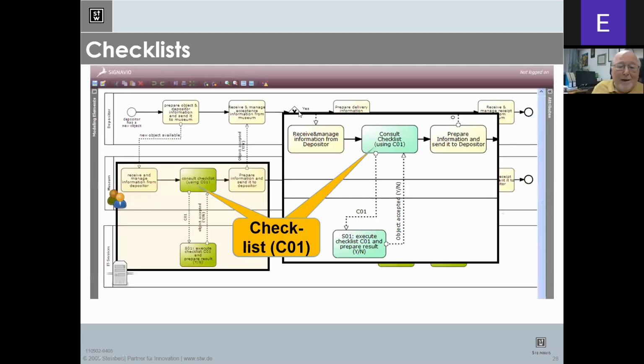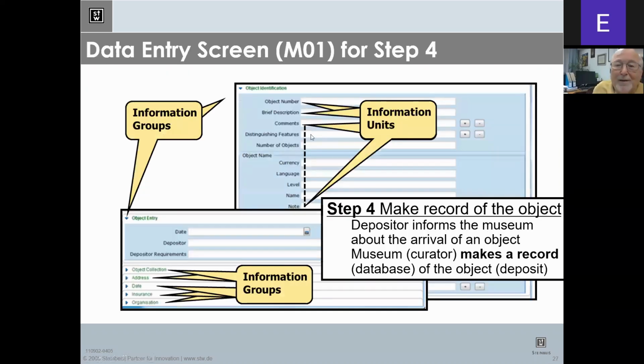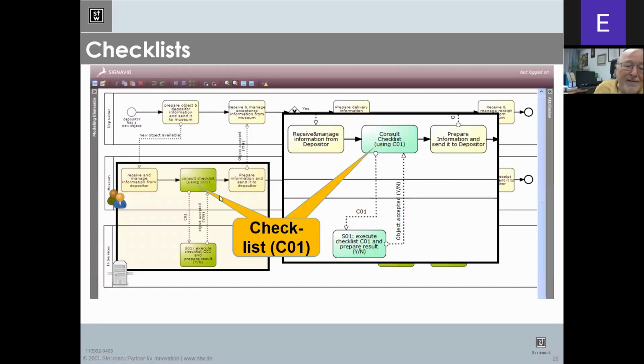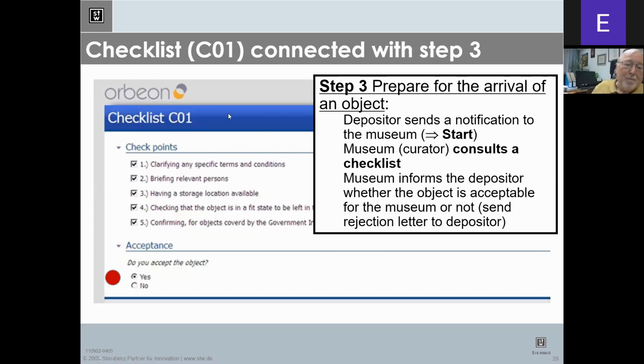Now we're going back to this diagram. We had here this part, receive, that is the result. No, sorry, that is the next now, checklist. We had the data entry screens, and now I spoke about the checklist. That means if an object is offered, you can consult the checklist. And that is this part here, and we execute a checklist in the computer. And this could be a pop-up table. You will see it next. This is a checklist, for example.